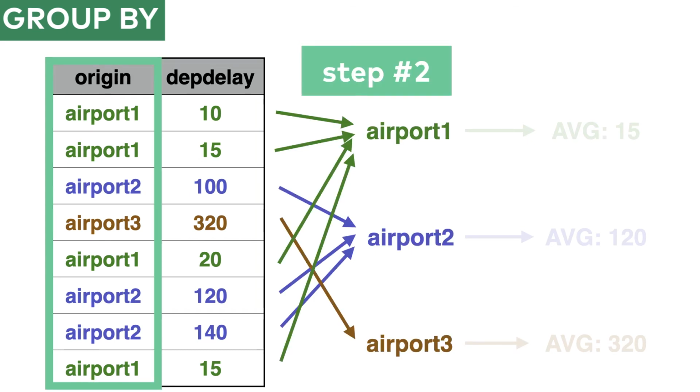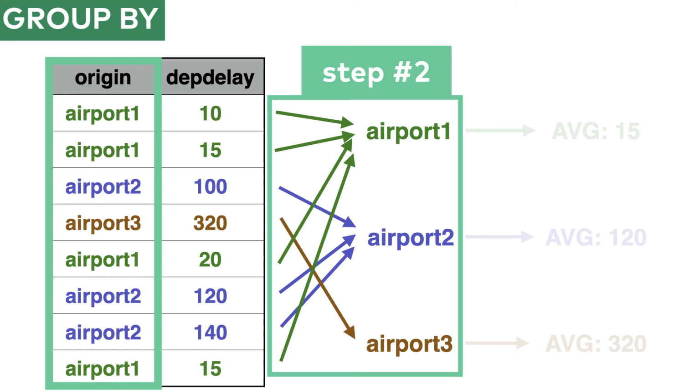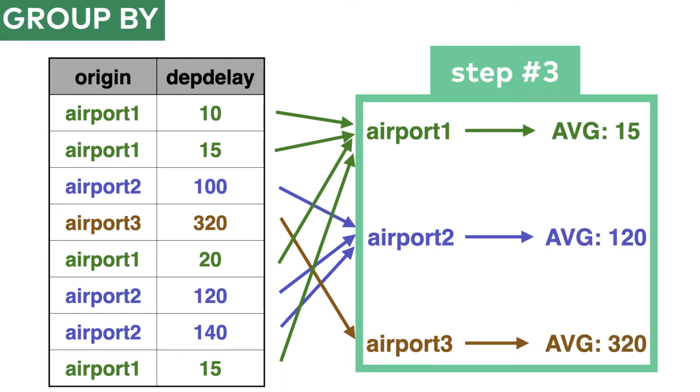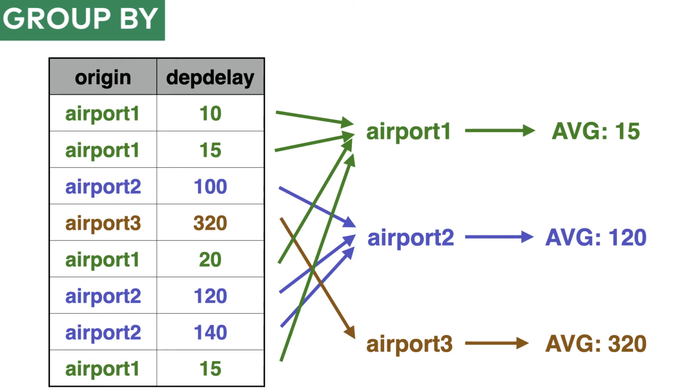Step 2, specify which column or columns you want to create your segmentation from. For us, it's the origin column, and then SQL automatically looks for every unique value in this column. In this example, it's airport 1, airport 2, and airport 3. Then it creates groups from them and sorts each line from your data table into the right group. And then step 3, finally, it calculates the averages using the SQL average function for each group and returns the results on your screen. Of course, it could be any other SQL function, but the only new thing here is the grouping at step 2.